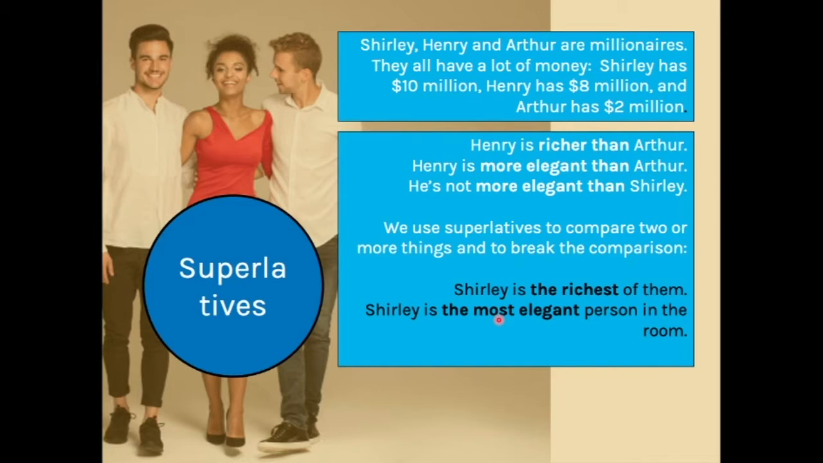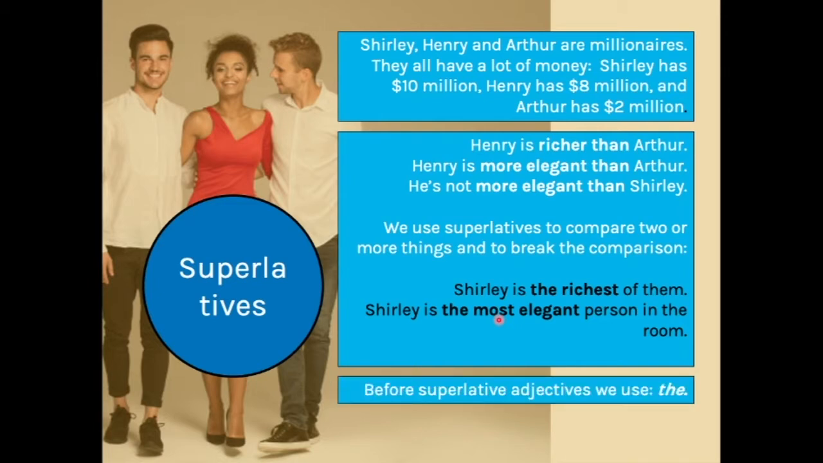We use superlative adjectives also in comparisons, but we use them to break the comparisons. Remember that when we use a superlative adjective, we have to use the before. Shirley is the richest person, and Shirley is the most elegant person. When we use superlative adjectives, we also have two possibilities. We can use the, and then the adjective plus est, or we can use the most, and then the adjective.